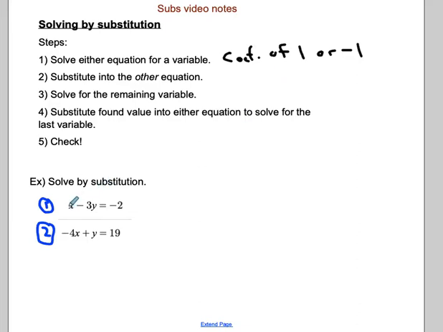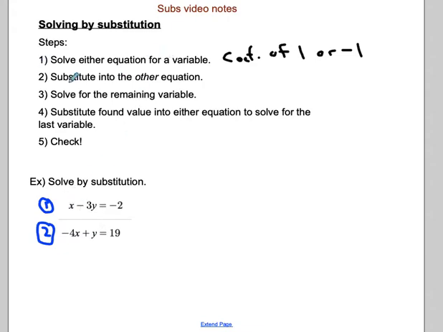For example, the number in front of this x right here is a 1. So that would be a perfect one to pick. Whereas the number in front of y is a -3. Not that great. This has a -4 in front of the x. Not awesome. This has, look at that, a 1. So I would pick either equation 1, solve it for x, or pick equation 2, solve it for y. I'm just going to delete that real fast.